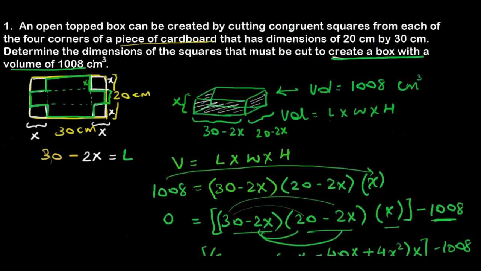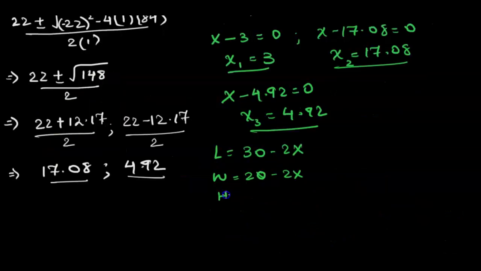Now the demand of the question was to determine the dimensions of the squares that must be cut. So we were looking for the x value that will hold true for this box. Now remember, this x value is not just involved for height, but it is also involved for the length and the width of the box. So we have to pick the right x value such that the length and the width of the box can also be defined. We know length is 30 minus 2x, width is 20 minus 2x, and height is x. So any of these x values can hold true for height.